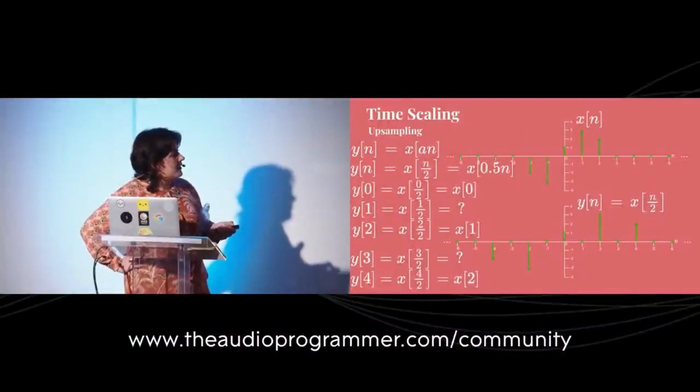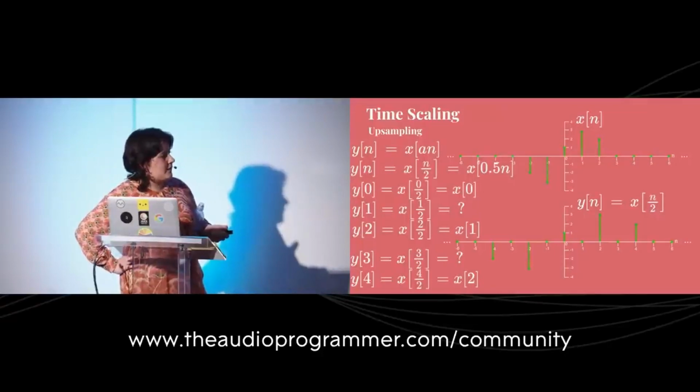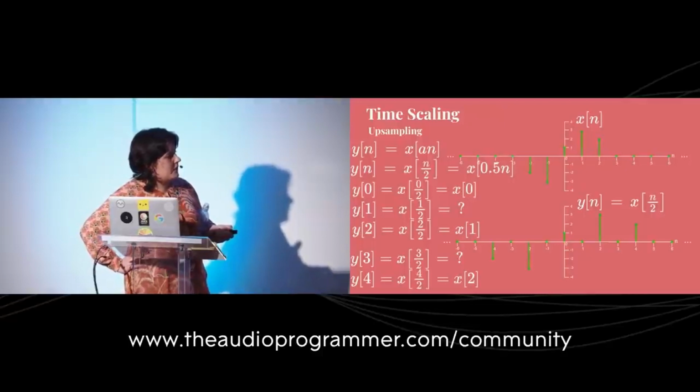y of 2, 2 divided by 2, x of 1. So our value that we had for x of 1 is being expanded over here. And you can see how this is causing an overall expansion of the signal. Our signal started off at minus 2 to 2 for non-zero values, and ended up with values for minus 4 to 4 for non-zero parts.